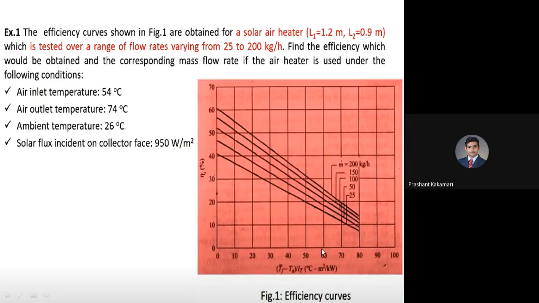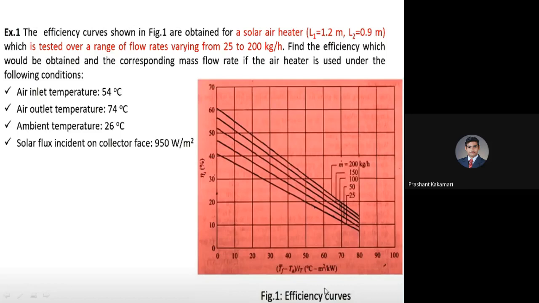Okay, so similarly, say for example for 50 kg per hour, only the mass flow rate is changing, not the value of this ratio of temperature and solar constant for a given problem. But if you go on changing these values on the x-axis, depending upon the temperature and solar incident radiation, as the value of this ratio of the temperature and solar radiation changes or increases, what will happen? The efficiency goes on reducing.